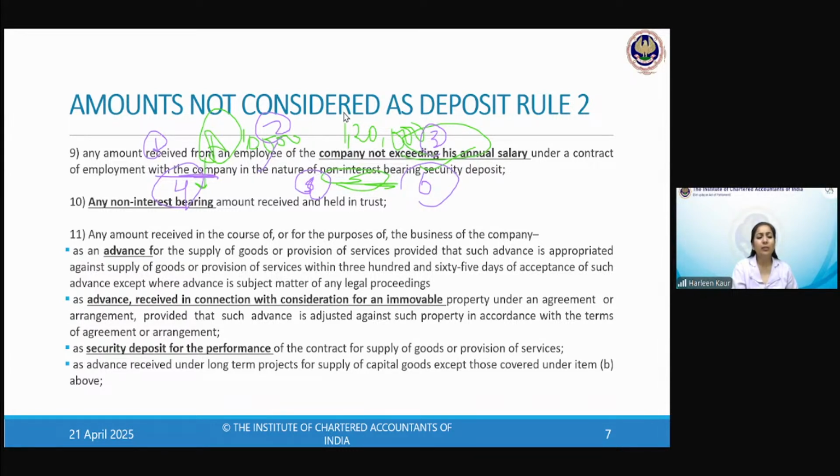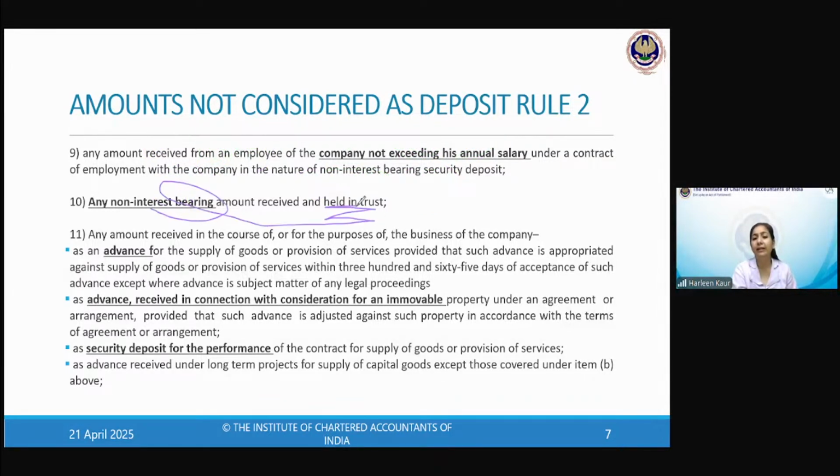And the 10th point is very, very simple. It says any non-interest bearing amount received and held in trust. So in the 9th point, you're getting the money from the employee. Similarly, if any money is received from the trust and it is not giving any interest on it, you're not giving any interest on this amount, again, it will not be considered as deposit.